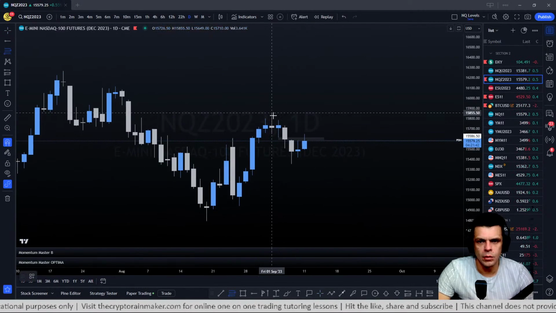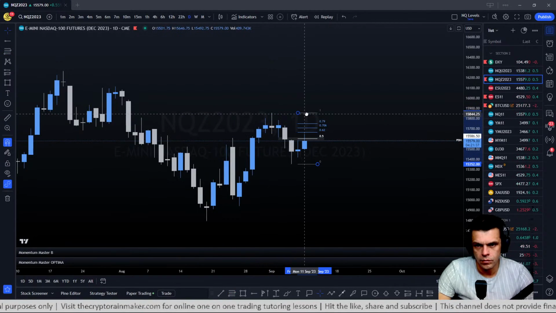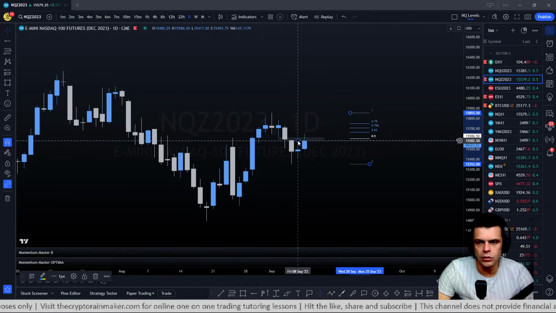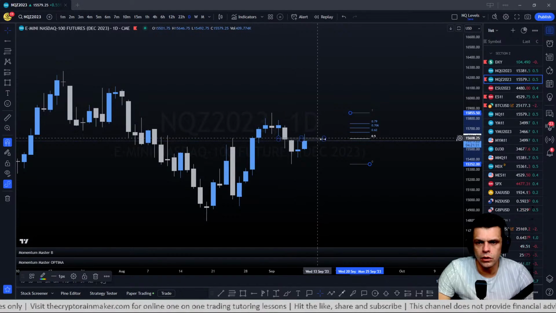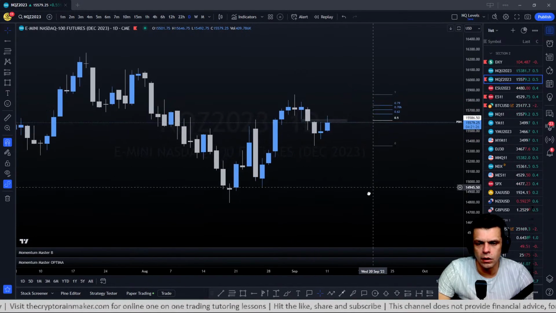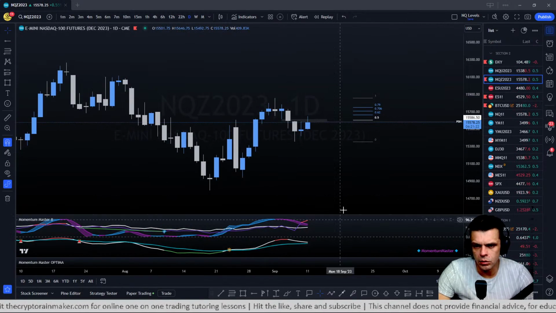Now let's see if it came into a premium for this little leg to the upside. Came right into the premium, took out the previous day high, and then also came into this imbalance. And now as we can see on the daily chart, we are getting a little bit of rejection. Let's have a look at the momentum master.